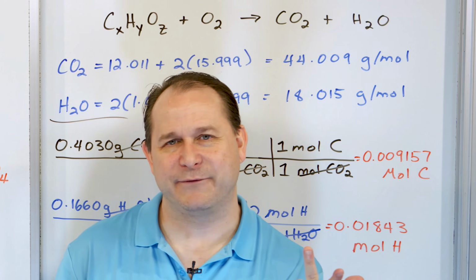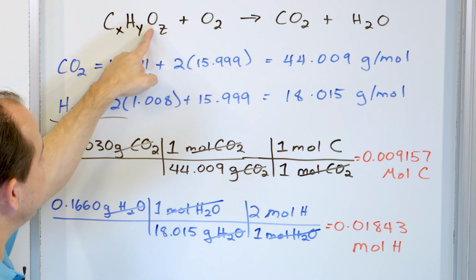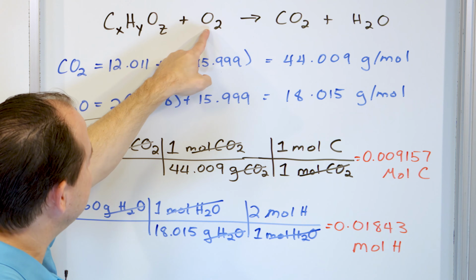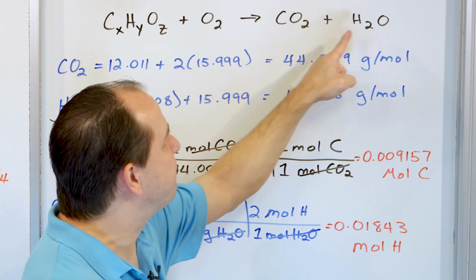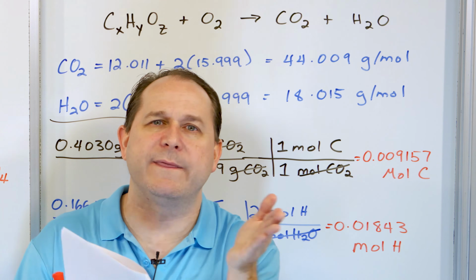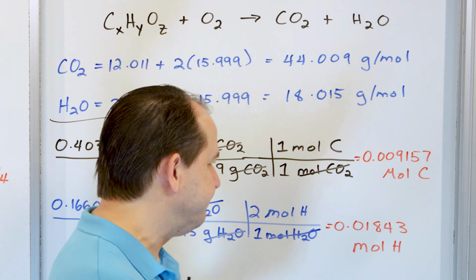So now we save the best for last because it's a little trickier. The oxygen's a little different because there is oxygen here, it's true, but we're adding oxygen here and then the oxygen is actually present in both of these products. So it's a little harder to figure out what the number of moles of the oxygen is. So we have to take it one step at a time.